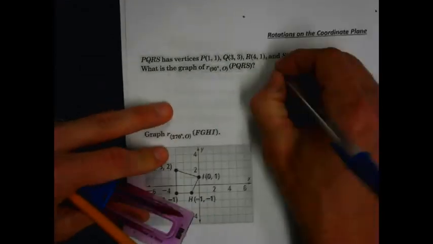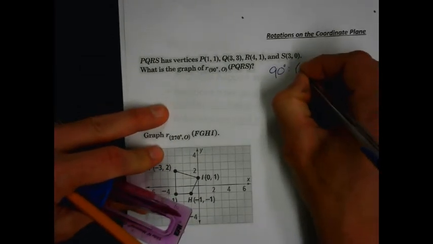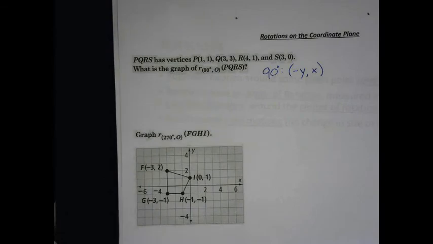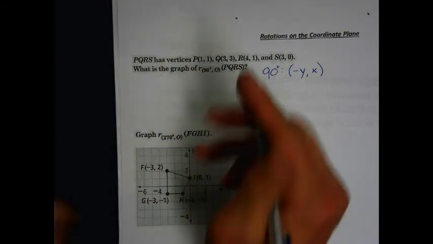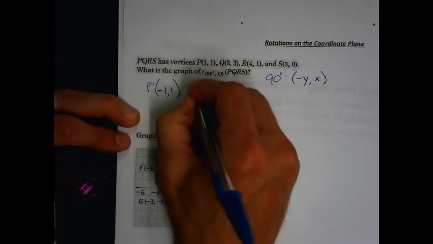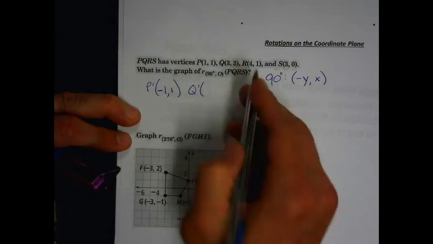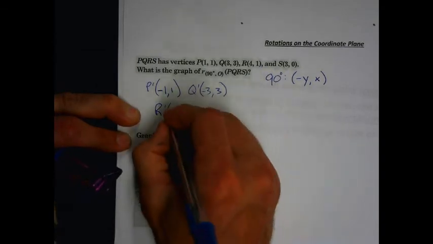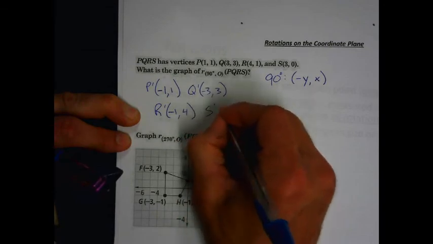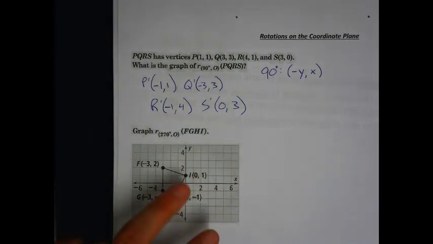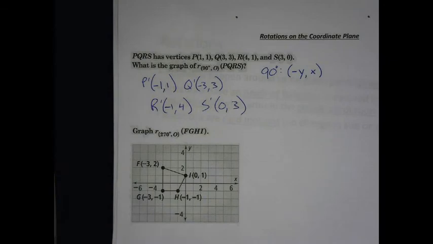What's a 90-degree rotation? A 90-degree rotation is when we have the opposite of y and the original x. The new x is the opposite of the old y, and the new y is the old x. So we're all set. So it's so easy, right? What's the graph of those? Well, P prime is now the opposite of y and the old x. Q prime is now the opposite of y and the old x. R prime, very similarly, the opposite of y and the old x. And then S prime, the opposite of the old y and x. Ta-da! And that would be the graph of PQRS. All you got to do is throw that on a coordinate plane, and we're all set.